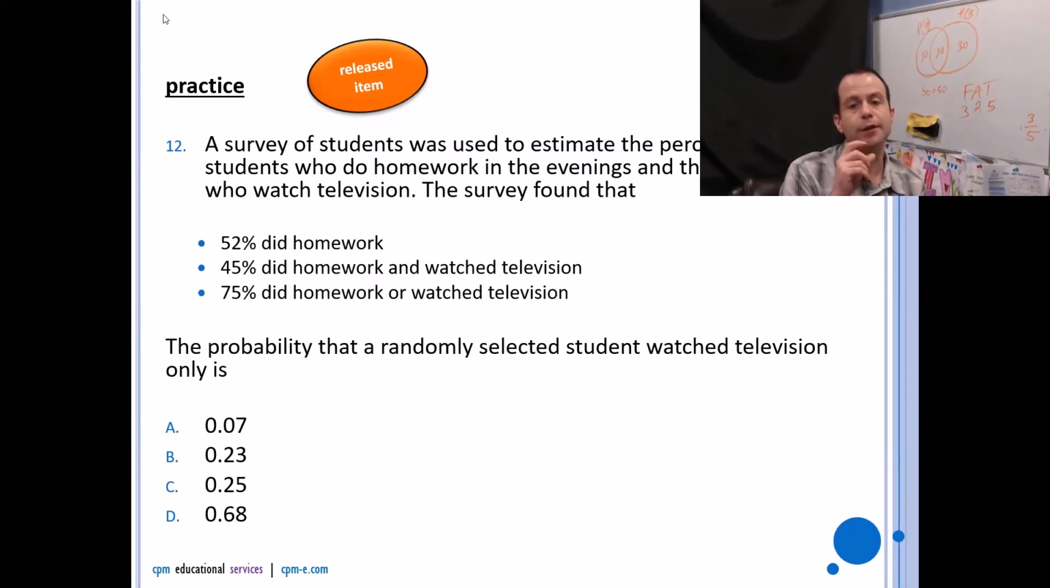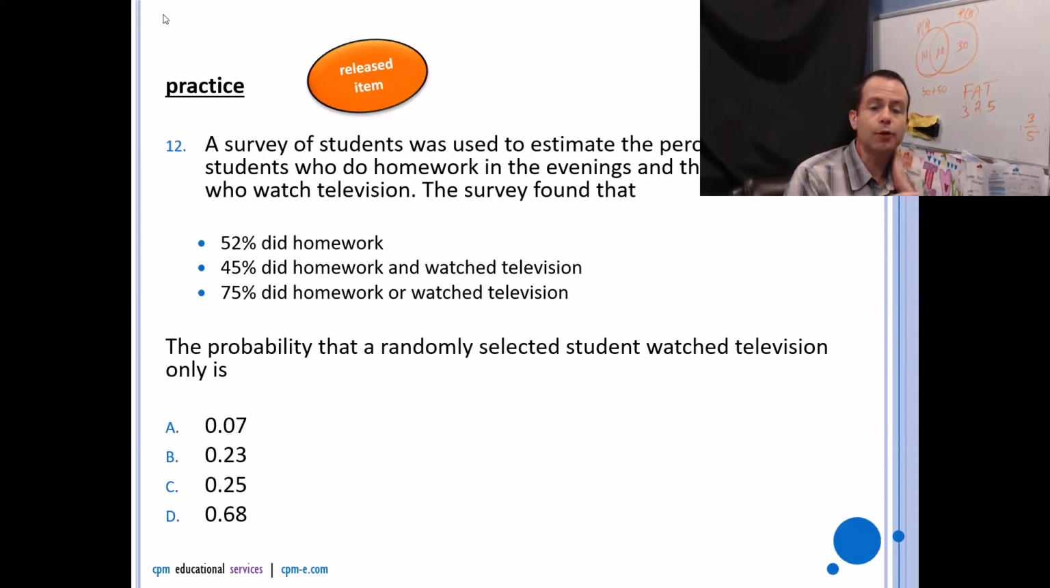Okay, so I know that I have to create a Venn diagram. I know the overlapping region. 45% did homework and watched television. So that's the overlapping region. 52% did homework. Now you got to remember with that guy though, I've already taken care of 45% of that 52%. Do you know what I mean?